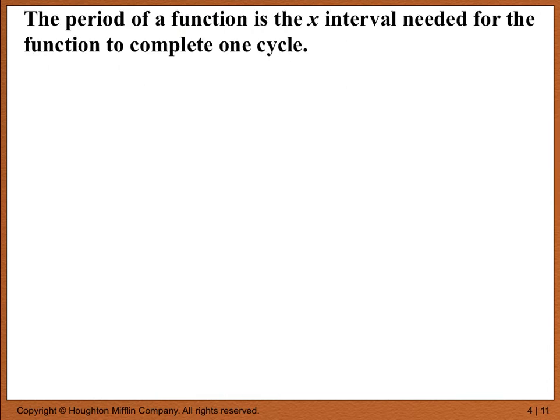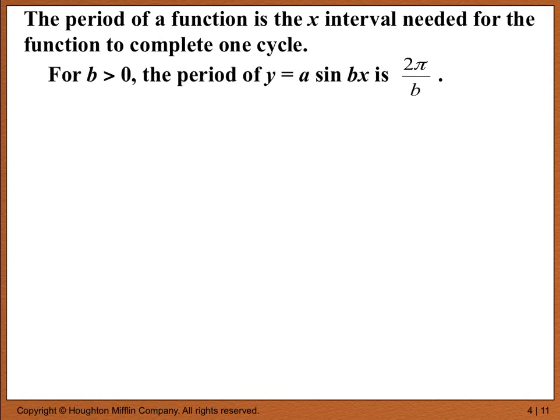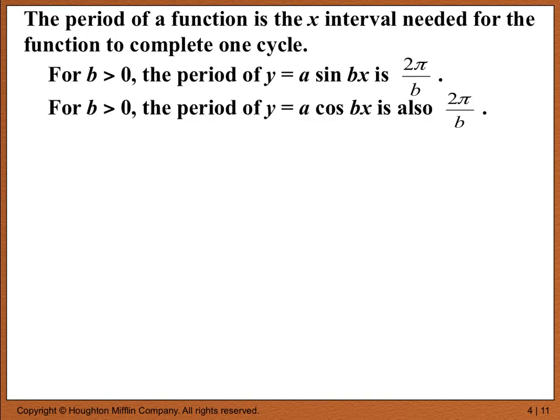The period of a function is the x-interval needed for the function to complete one cycle. For b greater than 0, the period of y equals a sine bx is 2 pi over b. Okay, so what we have going on now is a b coefficient affecting the period. If you see x multiplied by anything within the sine function, then it's going to modify the period, and it modifies it by the amount of 2 pi over b. Now let's see why that's true by observing some graphs.